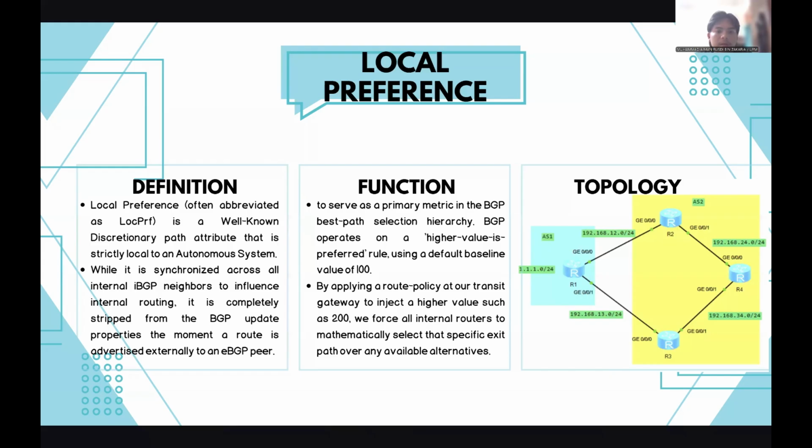Looking at our topology in the diagram on the right, we have configured AS1 with router R1 hosting the target network 1.1.1.0/24, and AS2 with routers R2, R3 and R4. This setup simulates an enterprise core where a client router needs to pick an outbound exit path toward the provider. Next.